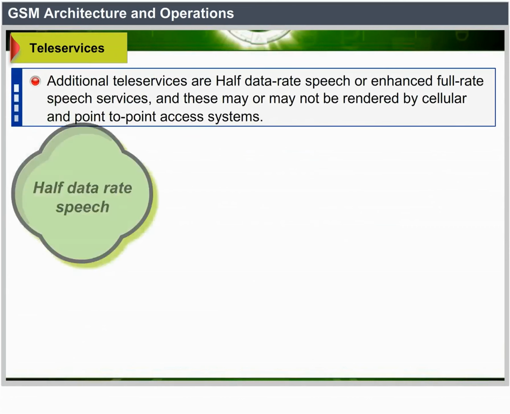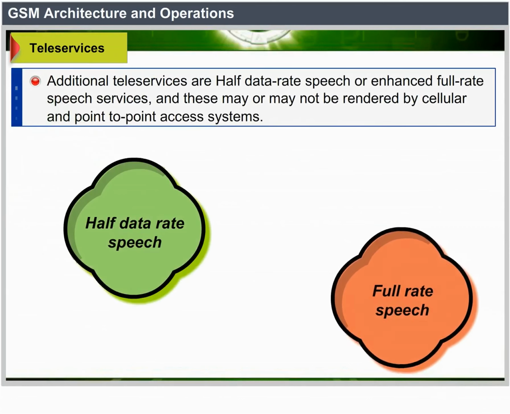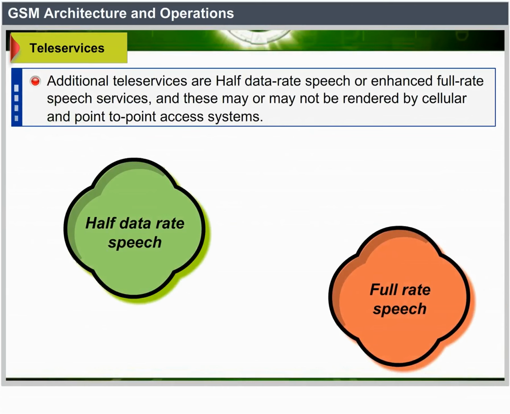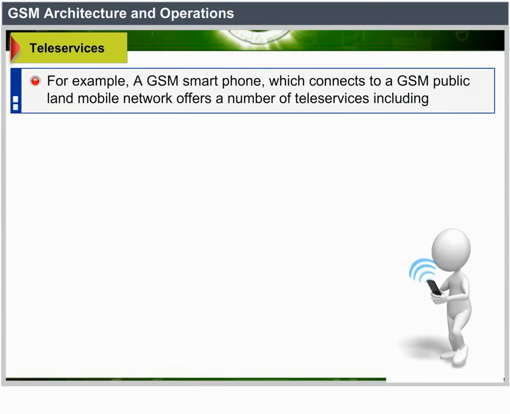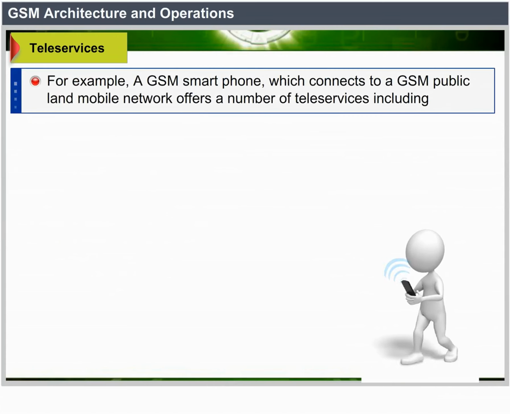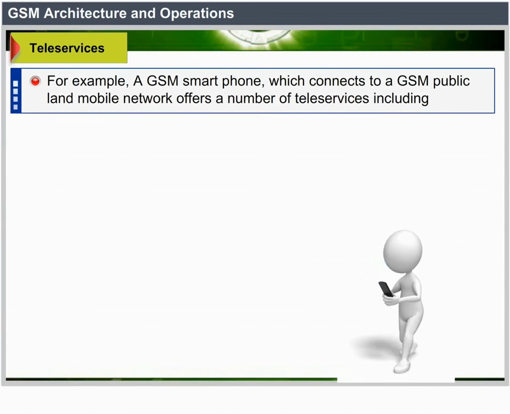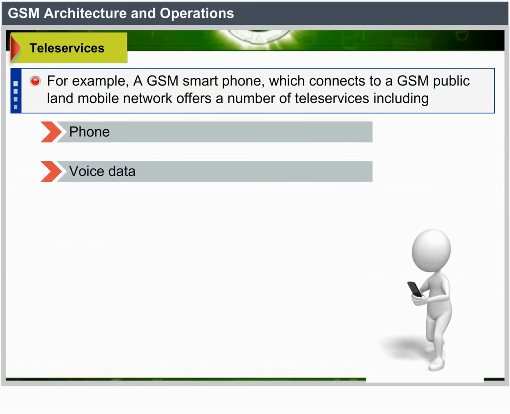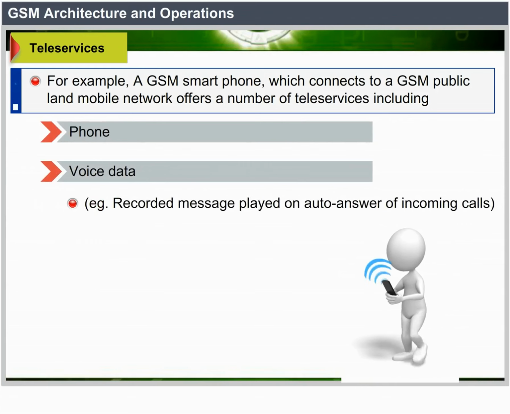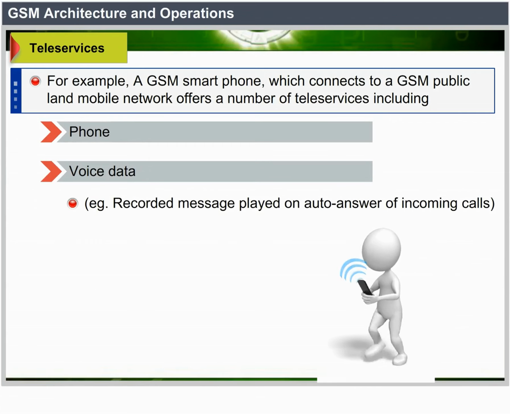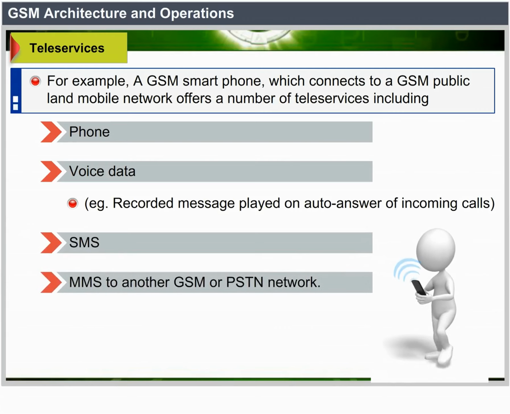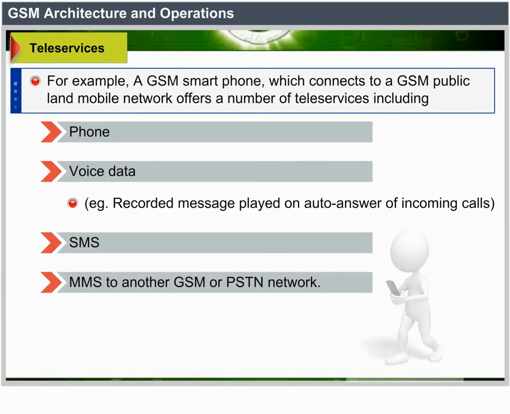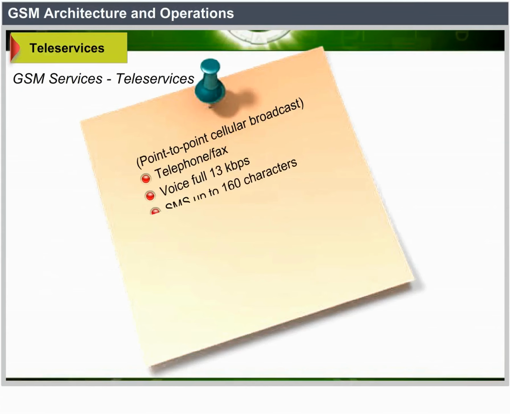Additional teleservices are half data rate speech or enhanced full rate speech services, and these may or may not be rendered by cellular and point-to-point access systems. For example, a GSM smartphone which connects to a GSM public land mobile network offers a number of teleservices including phone, voice data, for example a recorded message played by an auto answer of incoming calls, SMS and MMS to another GSM or PSTN network. GSM services, teleservices.